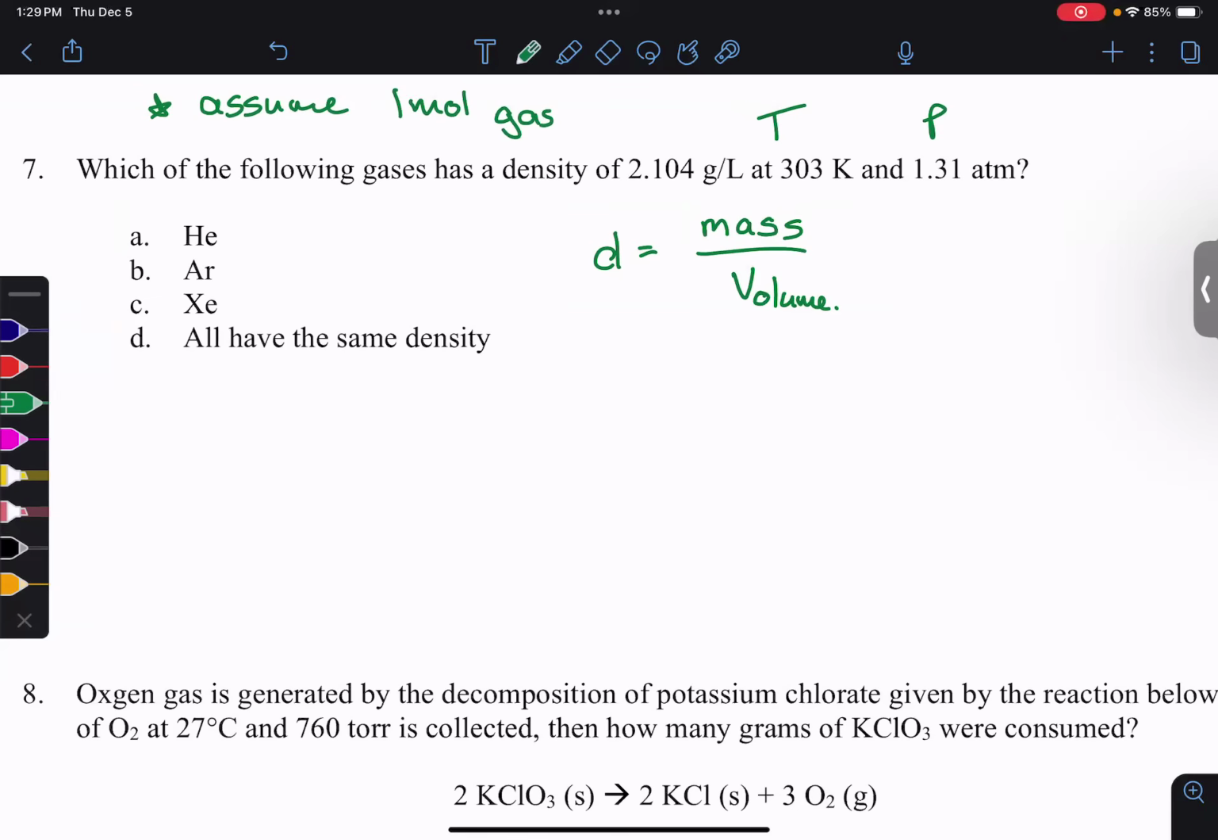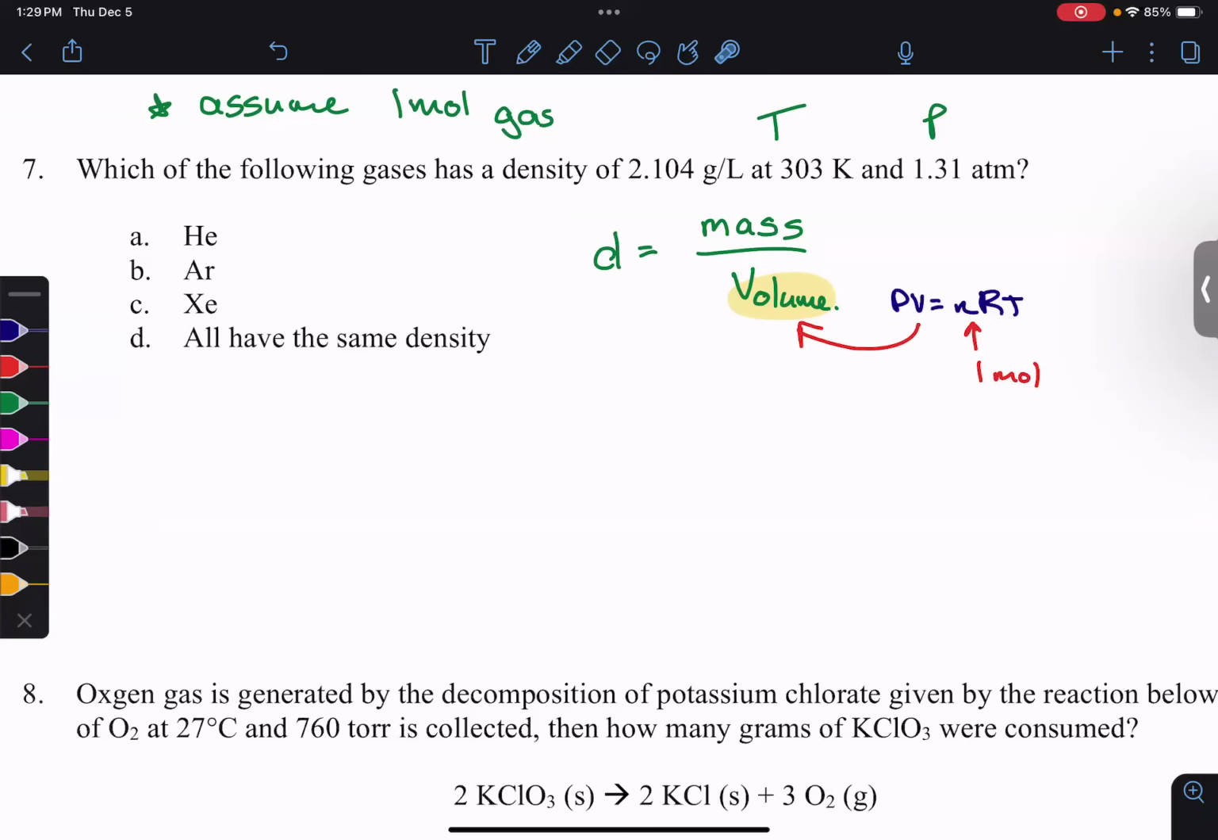So if you assume you have 1 mole of gas, you can figure out, okay, how much does 1 mole of gas occupy at this temperature and pressure? That volume goes in your denominator, right? If we're working with helium, do you know how much 1 mole of helium weighs? Yes, you do. That comes from the periodic table.